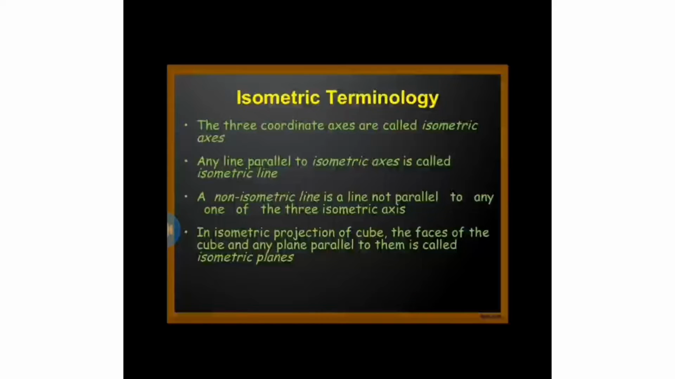Isometric terminology: the three coordinate axes are called isometric axes. Any line parallel to an isometric axis is called an isometric line. A non-isometric line is a line not parallel to any one of the three isometric axes. In the isometric projection of a cube, the faces of the cube and any plane parallel to them are called isometric planes.